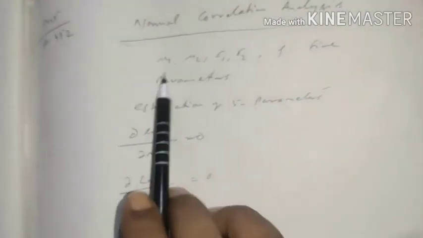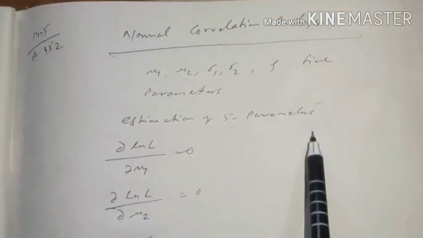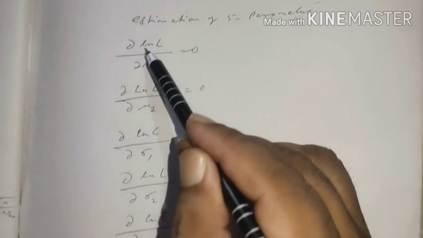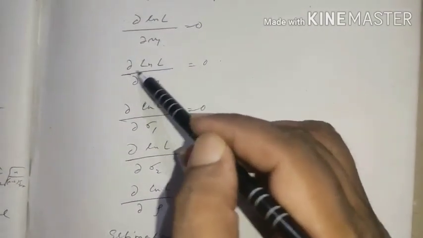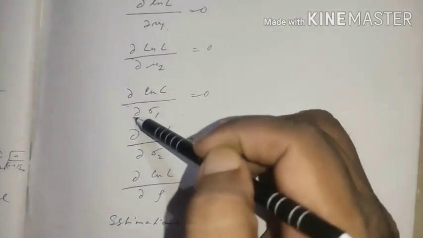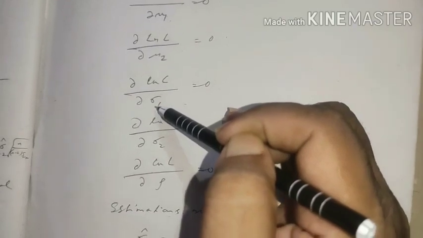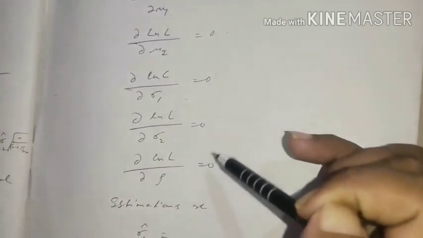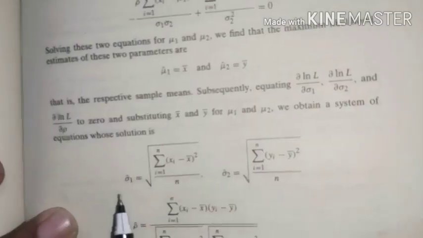This analysis, t can be taken as this much. For the normal correlation with 5 parameters, we estimate the 5 parameters, so you take del ln L by del mu 1, del ln L by del mu 2, and in a similar way with respect to sigma 1, sigma 2 and rho, set to 0, and after that the estimates are mu 1 bar, mu 2 bar, sigma 1 bar, sigma 2 bar and rho bar.